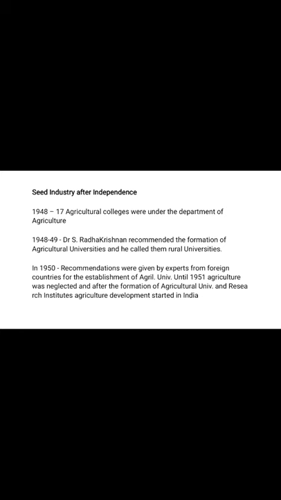The seed industry after independence. In 1948, generally 17 agriculture colleges were set up in India under the Department of Agriculture. In 1948-49, Dr. A. S. Radhakrishnan recommended the formation of agriculture universities and he called them rural universities. In 1950, recommendations were given by experts from foreign countries for the establishment of agricultural universities. Until 1951, agriculture was neglected. After the formation of agricultural universities and research institutes, agriculture development started in India.